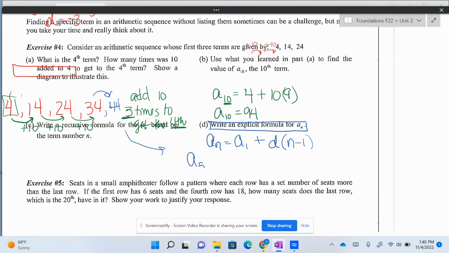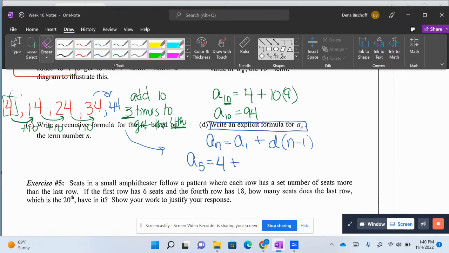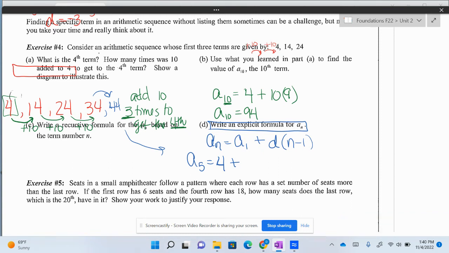Let's see. A to the fifth is the first term. What's the first term in my sequence? 4 plus, what is the common difference? What are we adding each time? 10. Oh, I don't know why I wrote a D there. 10 times, we're looking for the fifth term. So what's 5 minus 1? 5 minus 1 is 4, right? Because this is the nth term, 5. So what is 40 plus 4? That's our fifth term.